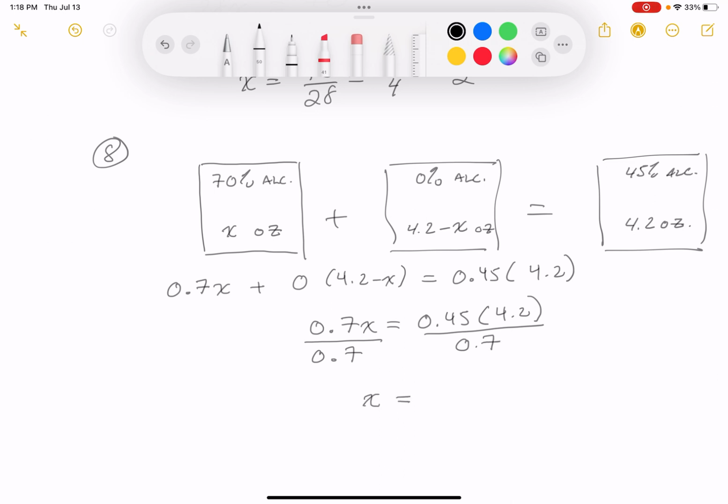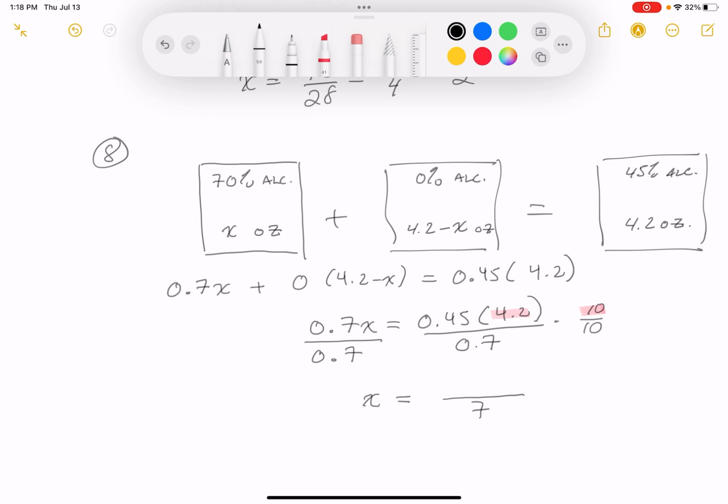Now again, if you want to use a calculator, you can. You have to do the arithmetic, of course, in the calculator. It'd be 0.45 times 4.2 divided by 0.7. I'm going to do something a little bit strange. I'm going to multiply the top and the bottom by 10. Let me do that over here. And at the bottom, you just get a 7. Now, when I multiply the top and the bottom by 10, I'm actually going to associate this factor with that.